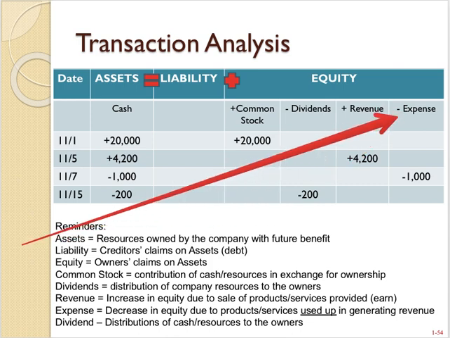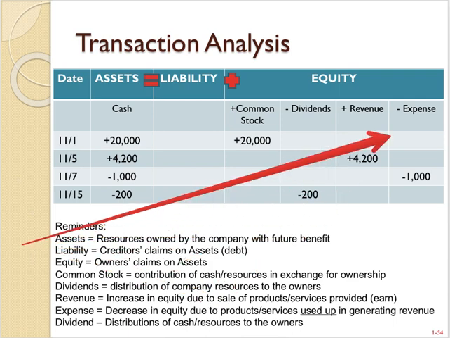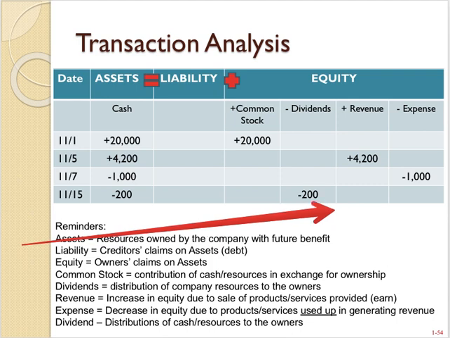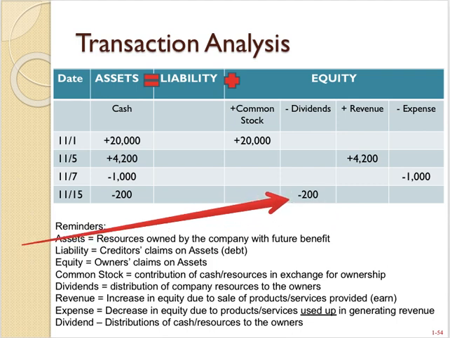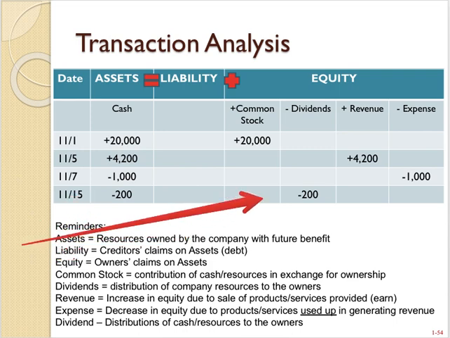Some people also want to call it an expense, but it's not an expense. Remember, again, by definition, expense is products or services used up in generating revenue. Well, we're not using anything up. We're just giving some cash to the owners. So it is its own unique account, and that account is dividends. And again, dividends always decrease equity because by definition, equity is owners' claims on assets. Well, if the assets go down, then the claims on the assets must also go down.